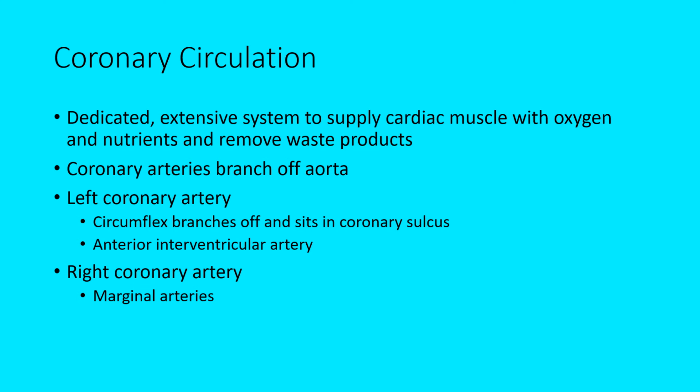The coronary circulation is this specialized system that's just to feed the cardiac muscle itself with the nutrients and the oxygen, and removes the waste products from it. The coronary arteries are going to branch off from the aorta. The left coronary artery and the right coronary artery are the two major coronary arteries, and the names tell you kind of what direction they're going to go.